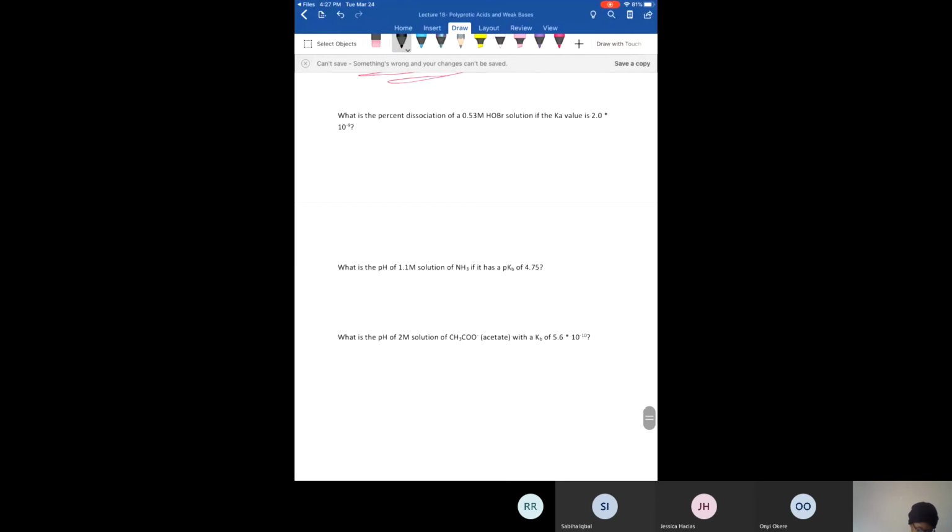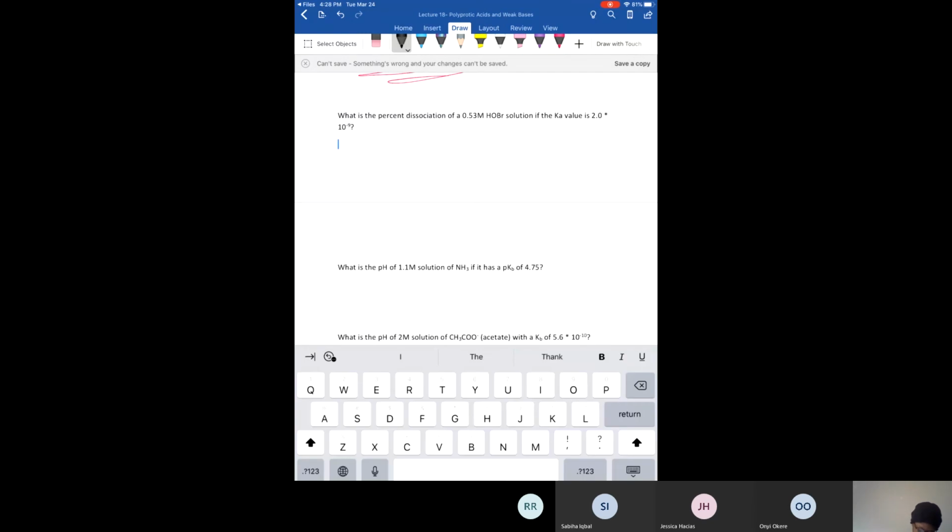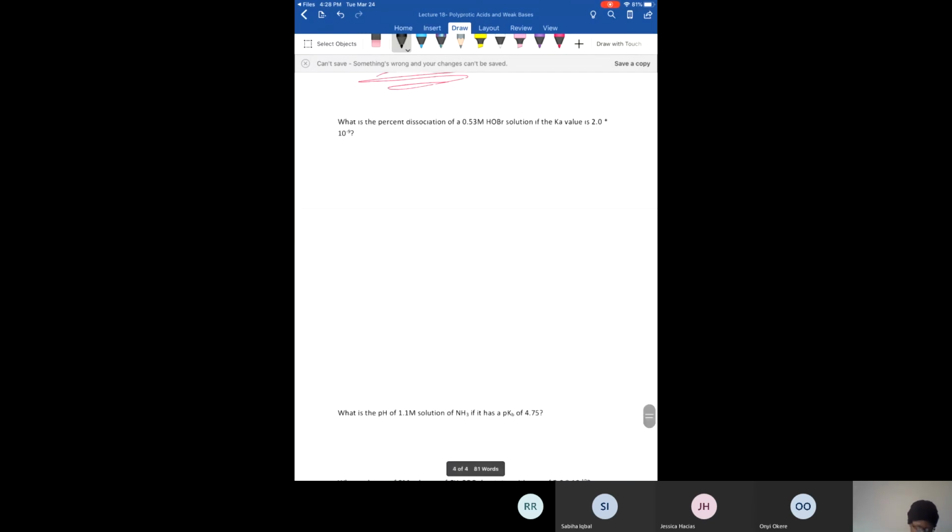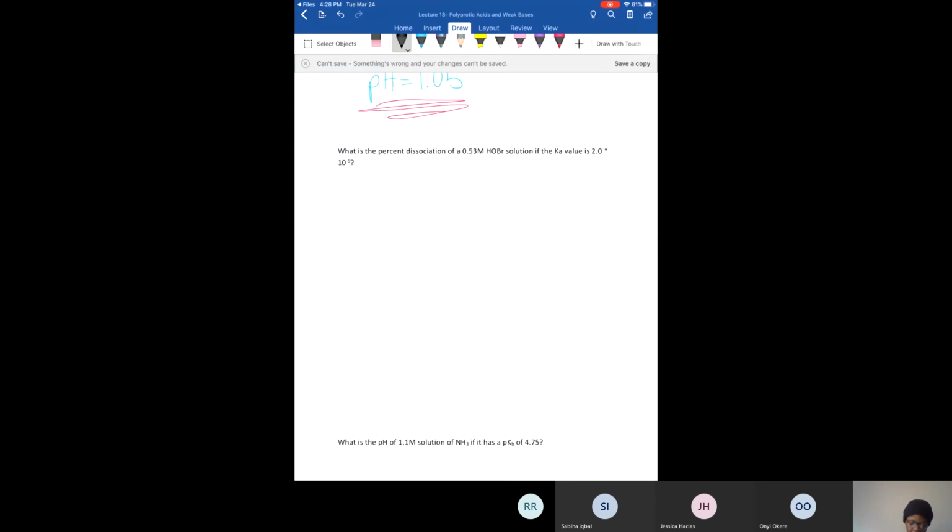Okay, so you have another one, this one you guys talked about a lot in the previous lecture. You have a 0.53 M HOBr solution, and it's asking for the percent dissociation if the Ka value is 2.0 times 10 to the negative 9. So the first thing to always do is write your expression. HOBr plus water gives H3O plus and OBr minus.